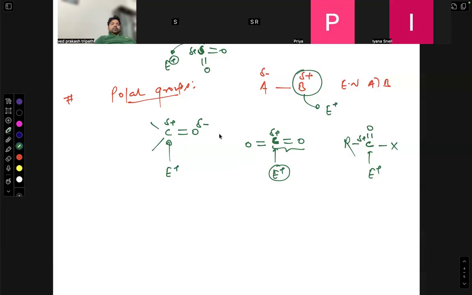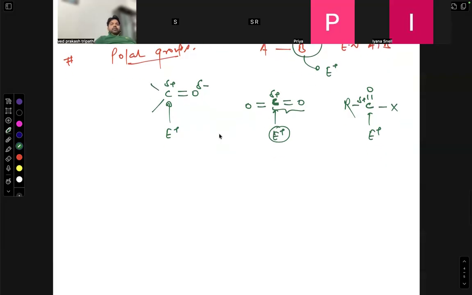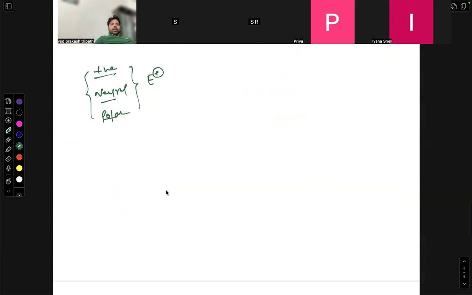Okay. So we have three categories. First, positive charge. Second, the neutral one. And the last you can call the polar one. So these three are electrophiles. Now the next is nucleophile.